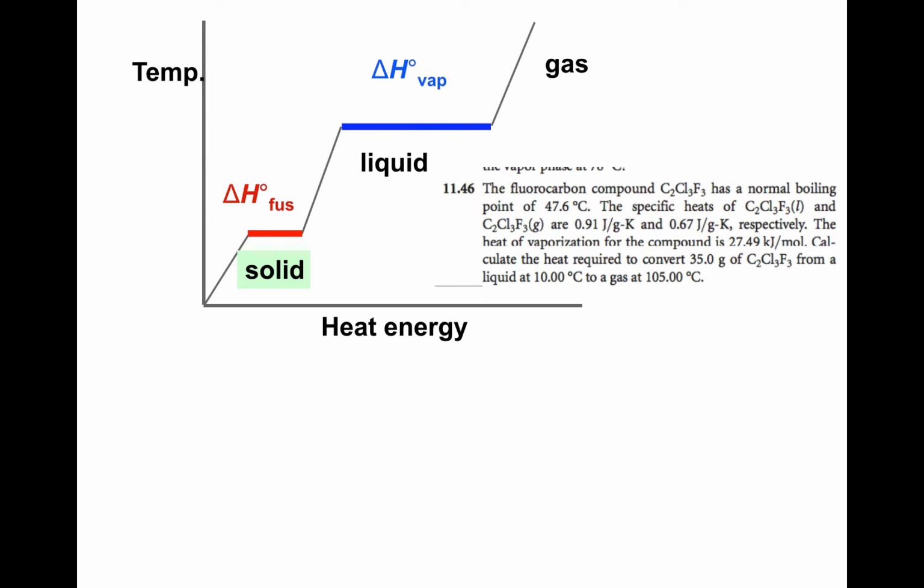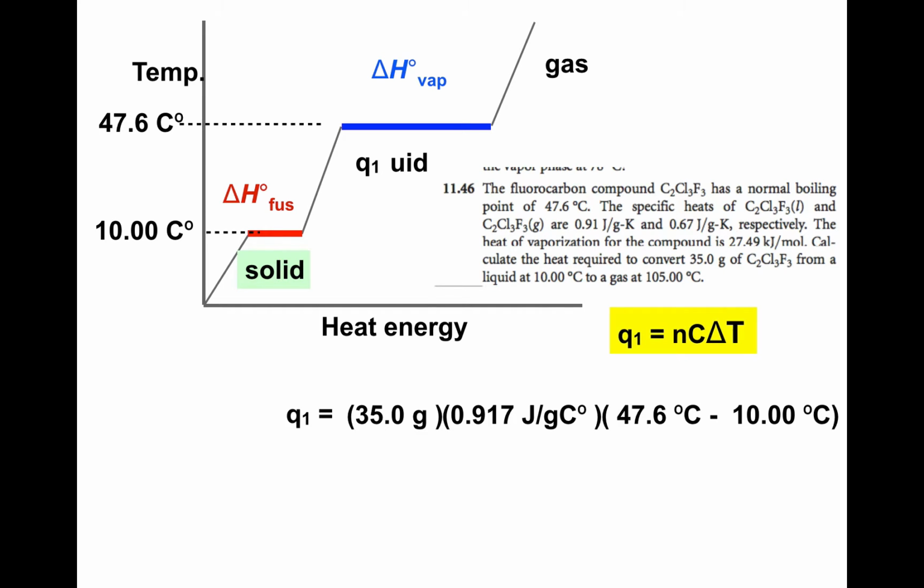All right, so we're using this curve again, right? We're starting at 10 degrees Celsius and going up to the boiling point. So I get a delta T. We have a way of equating delta T to heat. I need to know how hard it is to heat up the liquid, multiply it by how many grams I have, and the temperature change, and I can get the heat change, or heat requirement, in order to go from 10 degrees Celsius to 47.6 degrees Celsius.